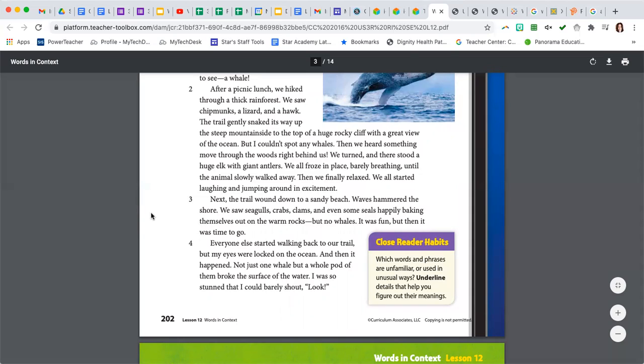Everyone else started walking back to our trail, but my eyes were locked on the ocean. And then it happened. Not just one whale, but a whole pod of them broke the surface of the water. I was so stunned that I could barely shout, "Look!"